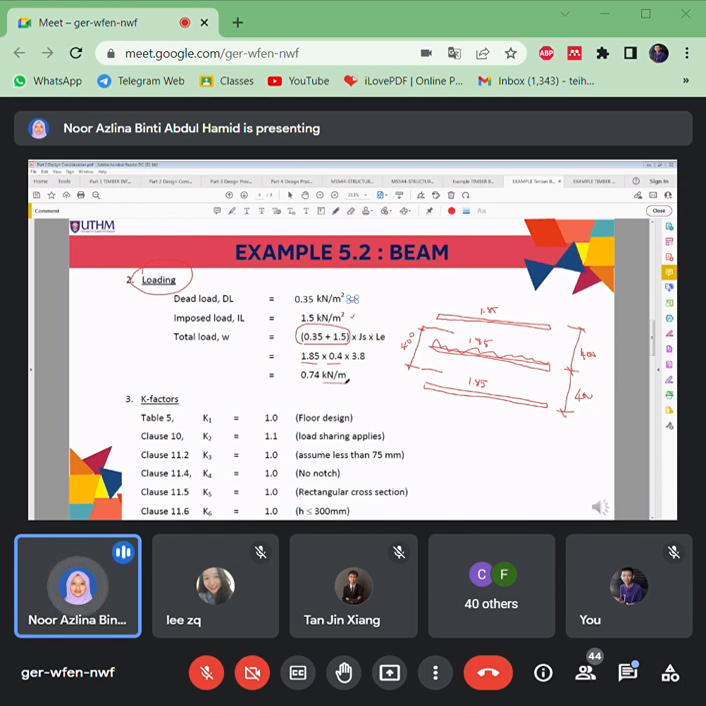And then this one is in kilonewton per meter. I think there's something wrong with this one. If you multiply 1.85 with 0.4 here, can you get 0.74? Yes. So you don't have to multiply with the length. Just multiply according to its base, because half of it is distributed to this joist and half of it is distributed to this joist here.